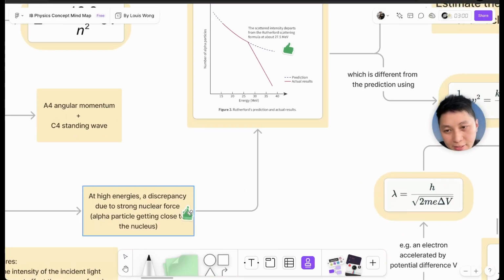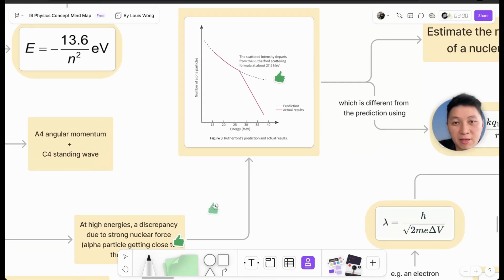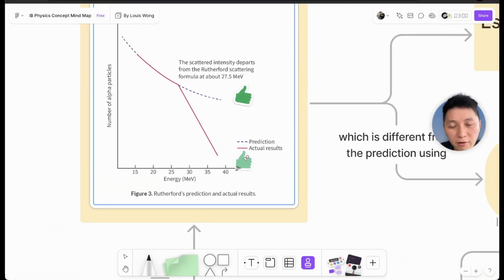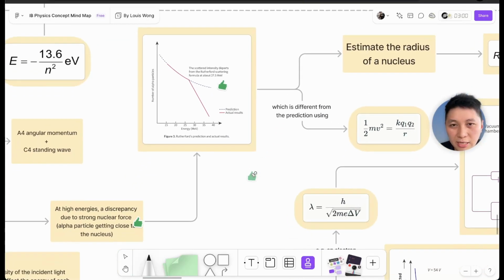And so what happens is that when the strong nuclear force is in place, some of the particles are being absorbed by the nucleus, and therefore the measurement will be very off from the prediction, because the prediction is only made by using electromagnetic force. And so that's the interesting thing.